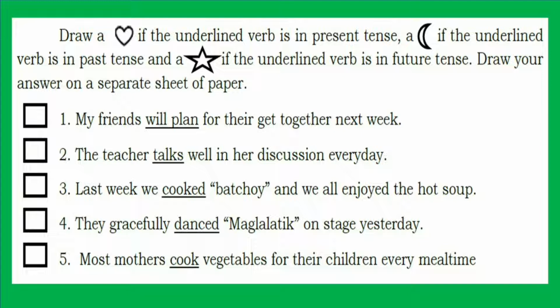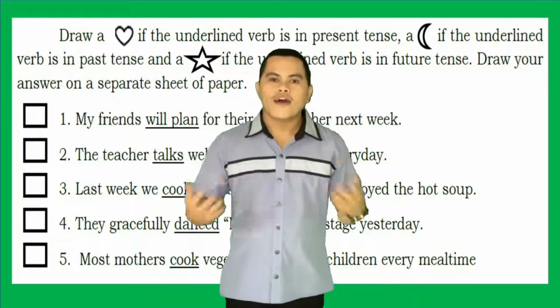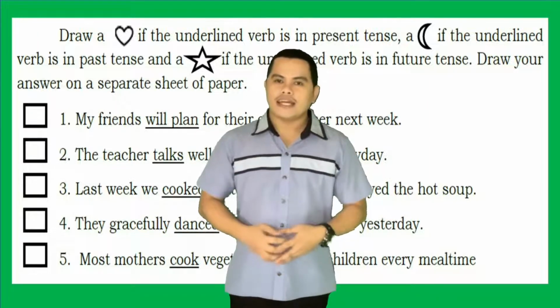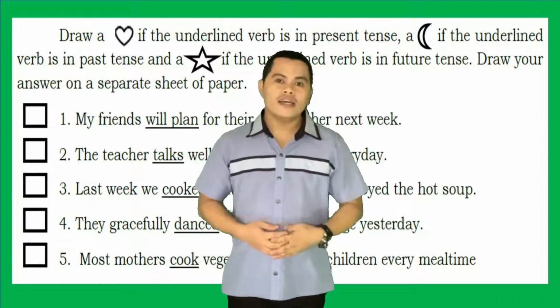Number 3, last week, we cooked bok choy and we all enjoyed the hot soup. Number 4, they gracefully danced maglalatik on stage yesterday. Number 5, most mothers cook vegetables for their children every meal time. Okay, time is up! Now that you finished answering, let us see if your answers are correct.